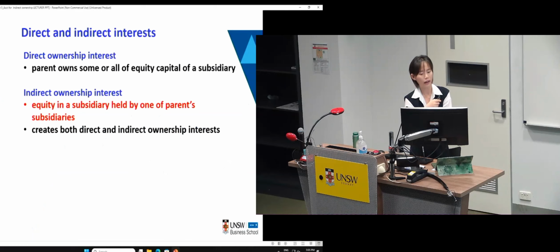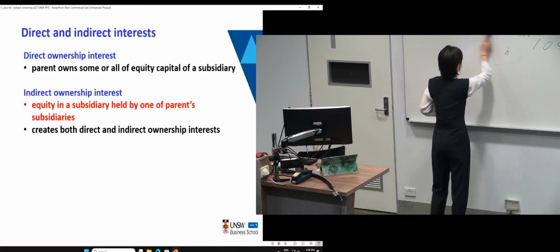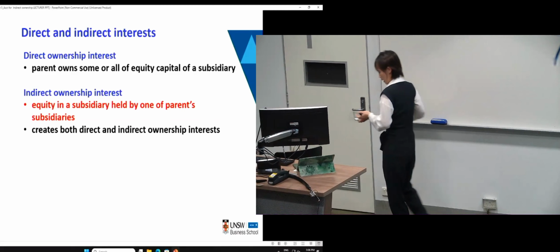Okay. Now, let's look at the difference. Direct ownership interest means the parent owns shares, could be some of the shares or all of the share capital of a subsidiary, and obtains the controlling interest, so that is a direct ownership interest. Indirect ownership interest is the equity in a subsidiary held by one of the parent's subsidiaries, which means the parent can control the other subsidiary through its direct controlling of one of its subsidiaries. We can use the following group structure to demonstrate that in the next slides, okay?